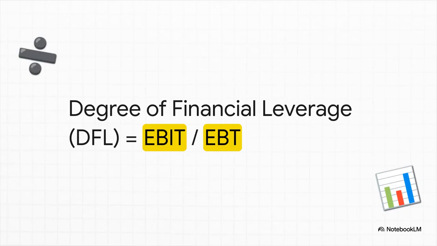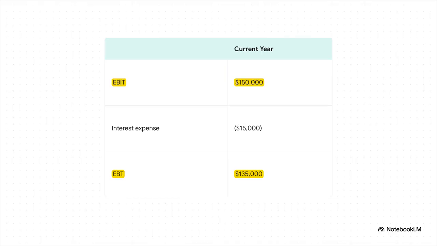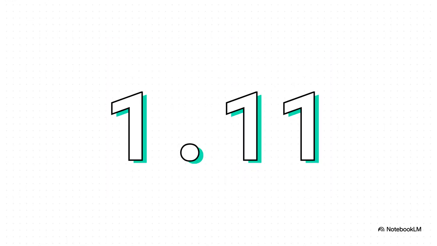The formula itself is pretty straightforward. It's just your earnings before interest and taxes, or EBIT, divided by your earnings before taxes, or EBT. Simple as that. And here you can see exactly where these numbers come from on an income statement. See how we start with an EBIT of $150,000? Then, after we subtract that fixed interest cost of $15,000, we're left with our EBT of $135,000. The DFL formula is all about measuring the relationship between these two numbers. So, using the numbers from our little example, the calculation gives us a DFL of 1.11.